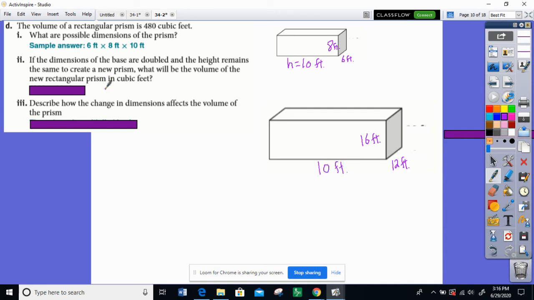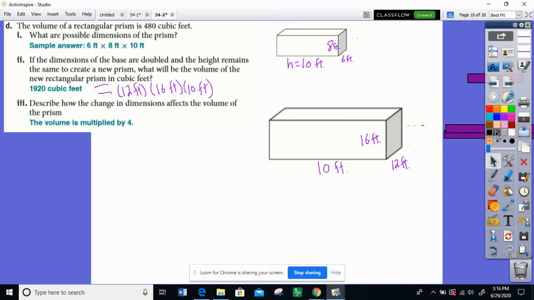So the new volume would be, well, the length, 12 feet, times the width, 16 feet, times the height, 10 feet. And then if you multiply that all together, that gives you 1,920 cubic feet. So describe how the change in dimensions affects the volume of the prism.